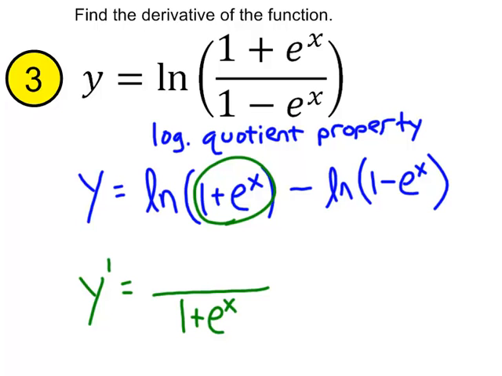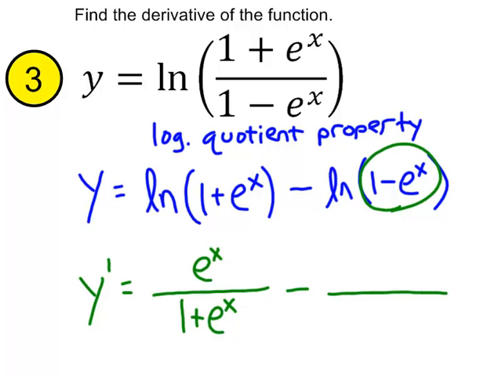And the derivative of 1 plus e to the x, well, the derivative of 1 will give us 0. The derivative of e to the x gives us e to the x. And for the next term, we'll do the same thing, but using this as u, 1 minus e to the x. So we'll put that on the bottom, 1 minus e to the x. And the derivative of 1 minus e to the x will be 0 minus e to the x.